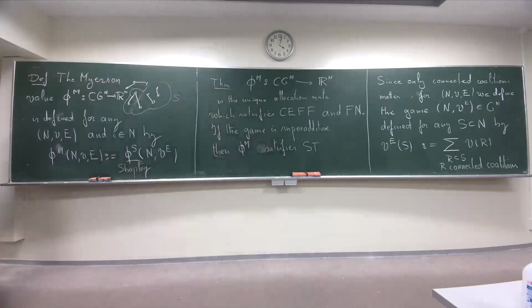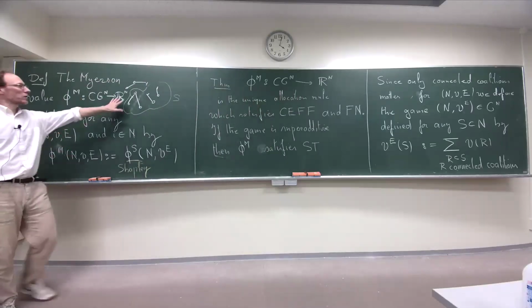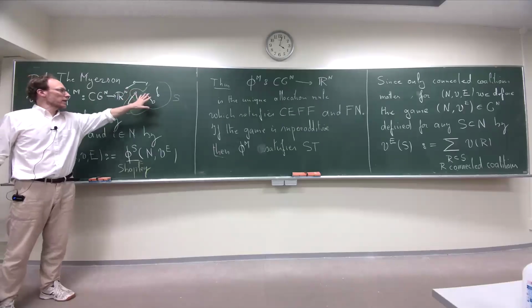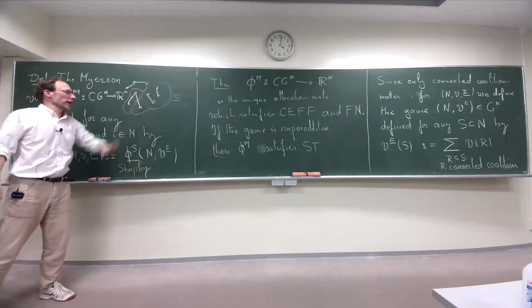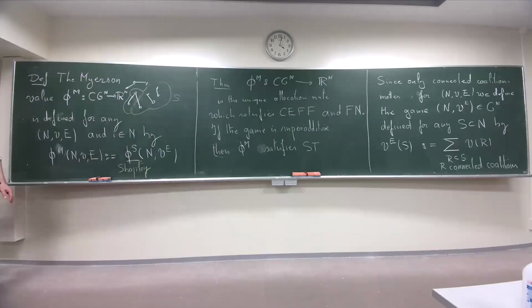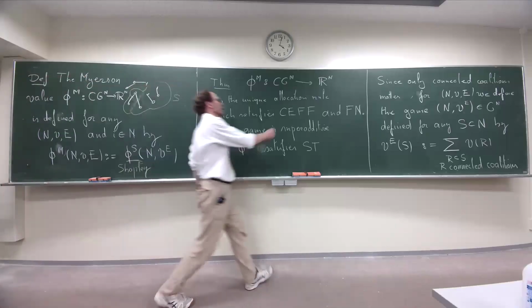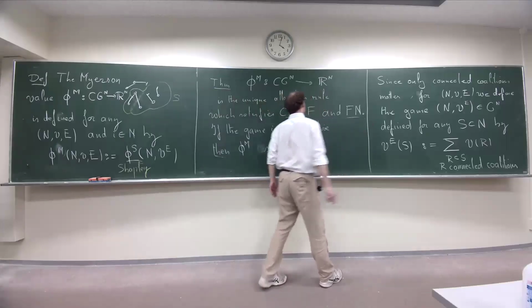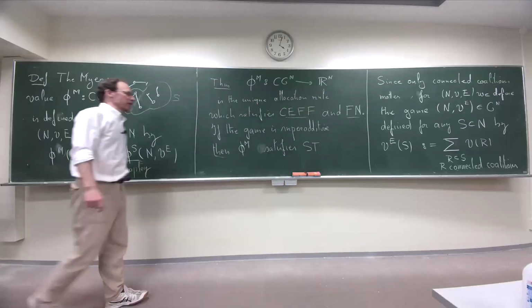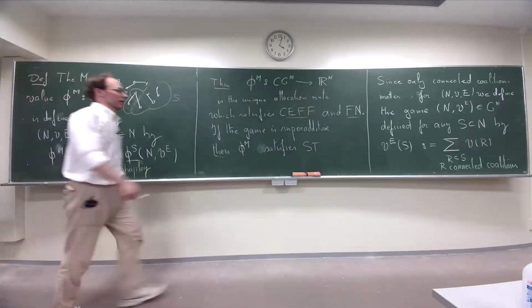So how should you remember this? We introduce an additional structure, which is this graph. So it means communication is not between everybody, but only in the connected component. And we consider only the maximal connected component. I define in this setting what is CEFF, FF, FN, and ST.